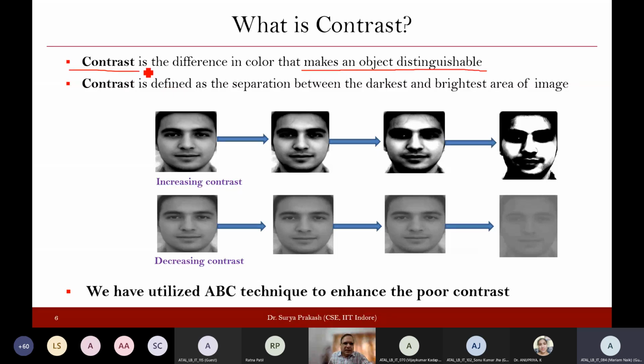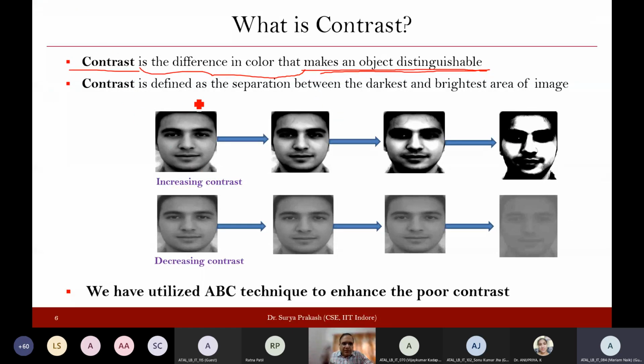So contrast is the difference in the intensity or the color that makes an object distinguishable. We want a proper value of this. We don't want very high contrast, and also we don't want very low contrast. This is very important to remember. Proper contrast is required so that things are visible, but they are not either too bright or too dull. Okay, so here you see one example where you have increasing contrast.